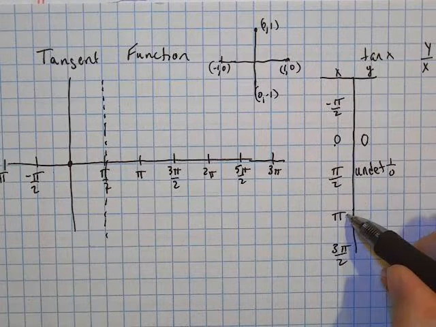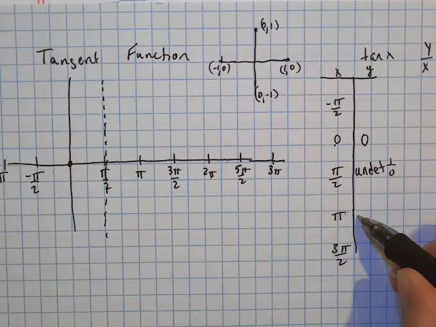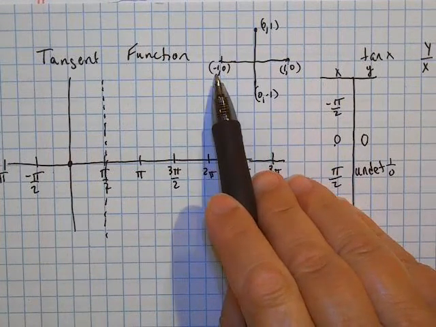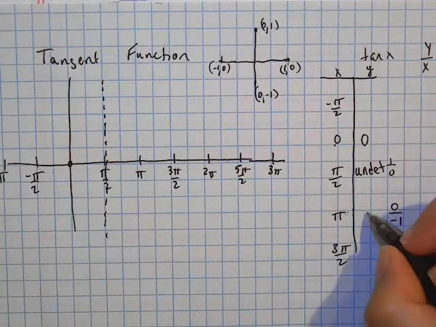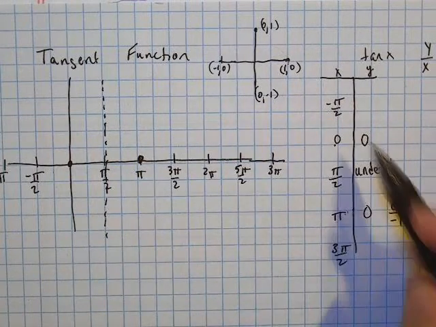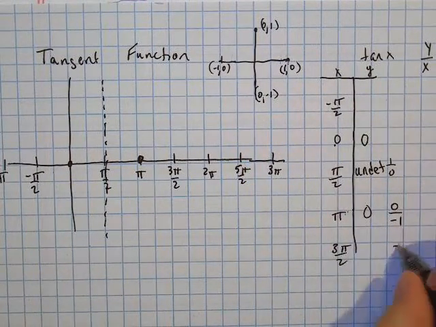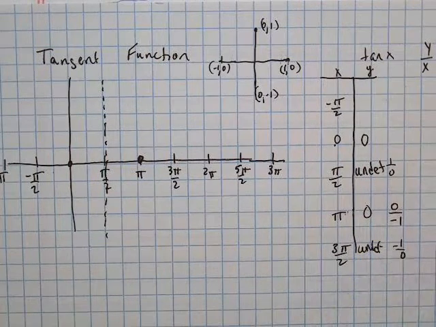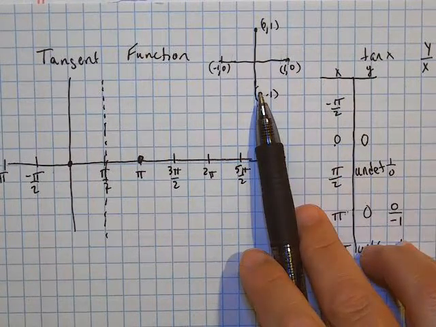So let's keep going at pi. If I move around to pi and do the y value over the x value, I get 0 divided by negative 1, and 0 divided by negative 1 is 0. So at pi, I'm at 0 again. At 3 pi over 2, I get negative 1 over 0, so undefined. So you can see then that anytime I have the 0 in the x spot, I'm going to have undefined.